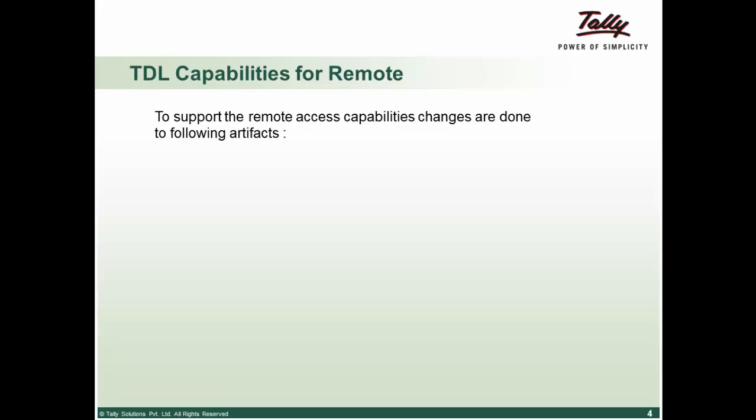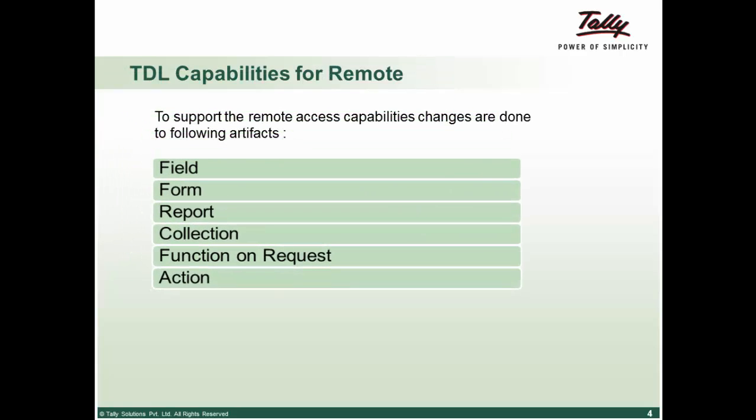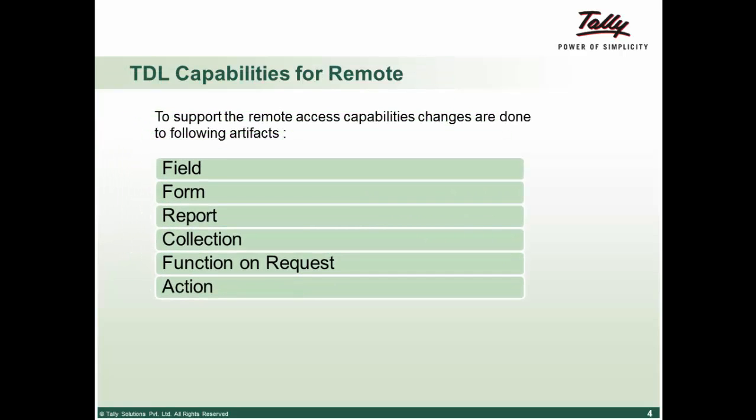So the capabilities that we have done, the artifacts that we have changed to ensure that everything works at the remote: we have made changes at field, form, report, collection, behavior of the functions, and an action has been introduced. So these are the artifacts where we have done coding level changes which you will have to ensure that you do, so that it gives you an output at the remote. On the other side, it also gives you some performance improvements.